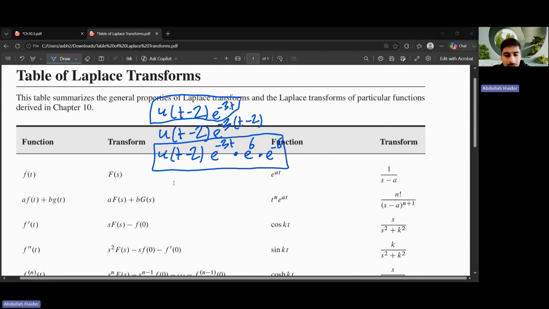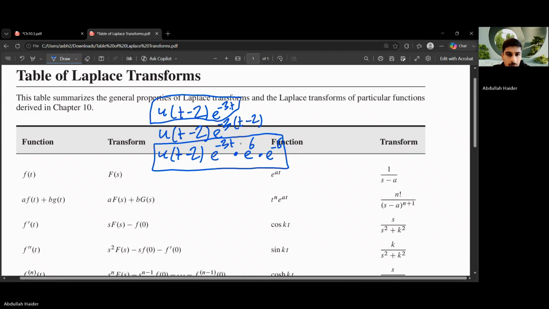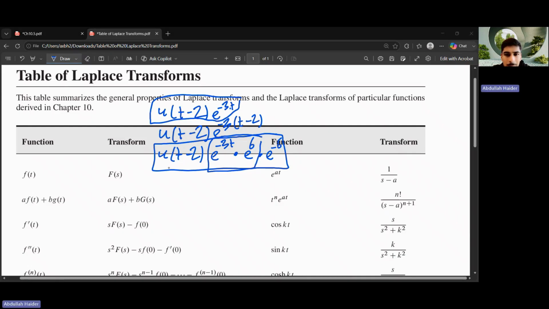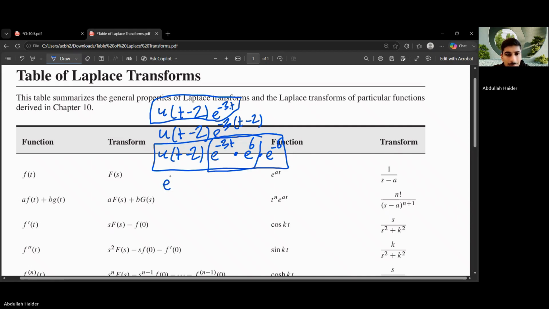And now what I can say is, for now, keep the e^(-6) outside. u(t-2) e^(-3), now this is the same as this, so basically e^(-3(t-2)). I think now it's fine. We have u(t-2), so our a's are matching. Our a is 2 basically.